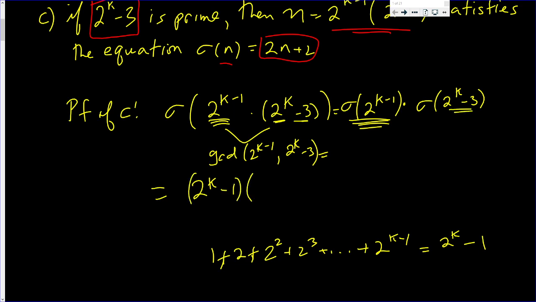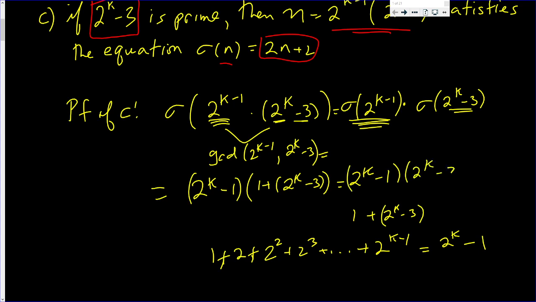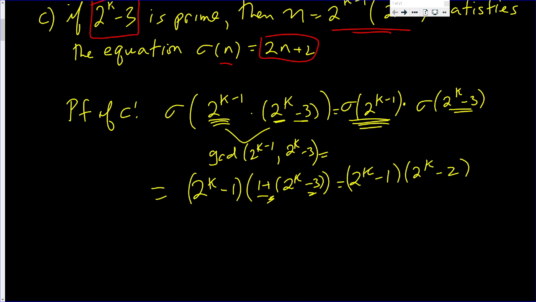times sigma of a prime number. But a prime number only has 2 factors, 1 and the number itself. So it's 1 plus the number itself. You have 2 to the k minus 1 times 2 to the k minus 2. 1 plus negative 3 is negative 2. Let's get rid of our side work.